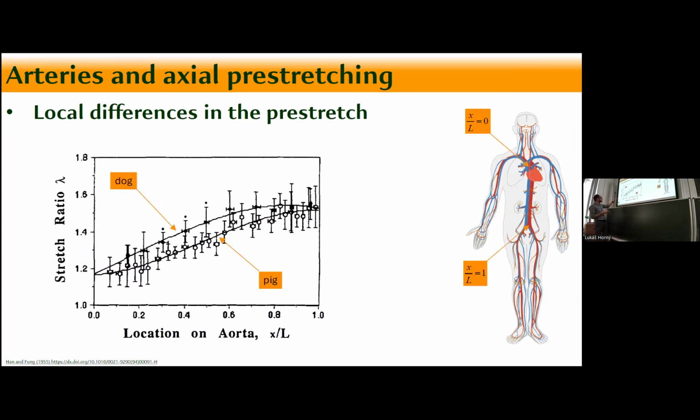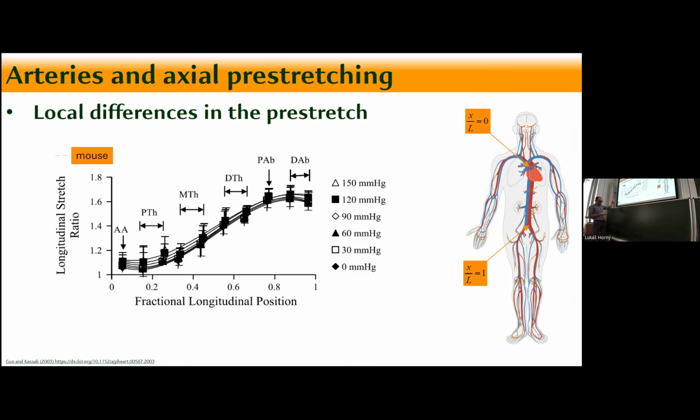Now I can show you results collected in experiments with other animals. This is the pig aorta in comparison to the dog aorta. Again, we see that from the root of the aorta in the heart, the measured value of the prestretch starts at approximately 20%, and it gradually increases toward the bifurcation to a stretch ratio of approximately 1.5, so 50% prestretch of the aorta. And similar results for the mouse.